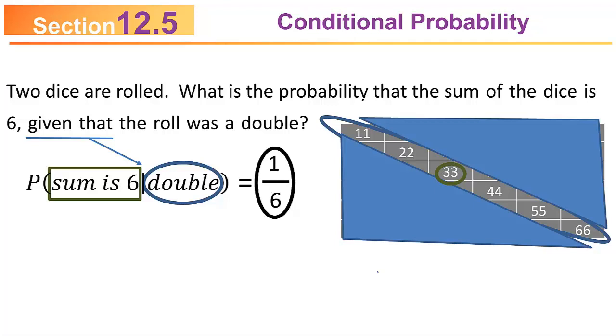See how this works? If you can think it through, you don't really have to memorize the definitions. You just have to understand what the condition does to the sample space.